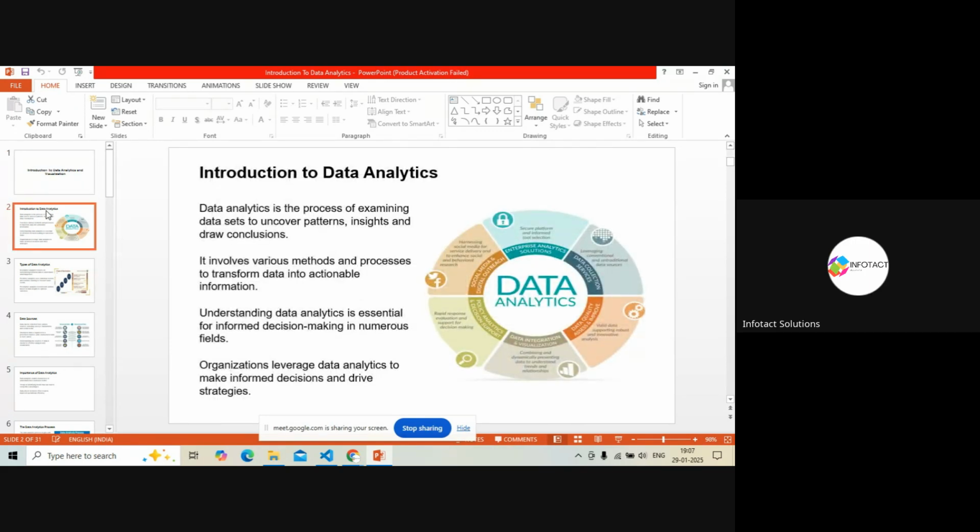So, introduction to data analytics. You all know what do you mean by data analytics actually? It is the process of examining data sets to uncover patterns, insights, and draw the conclusion. Means what? Data analytics is the process of examining, cleaning, transforming, and modeling the data to discover useful insights, support decision making, and identify the patterns. And it involves various techniques and tools to analyze the structured and unstructured data for better business intelligence and for better prediction.